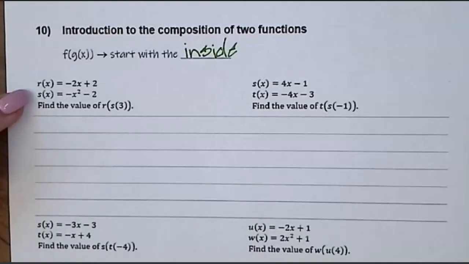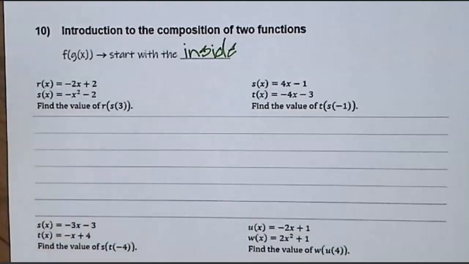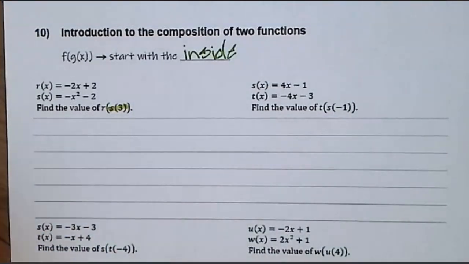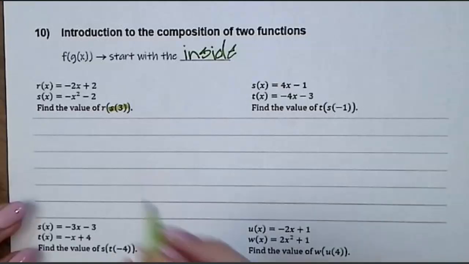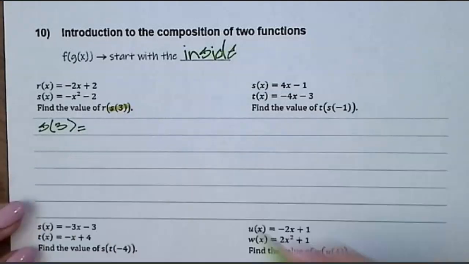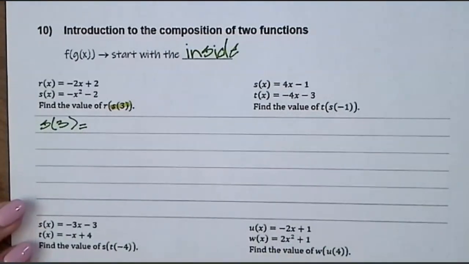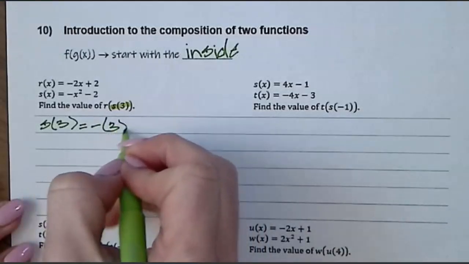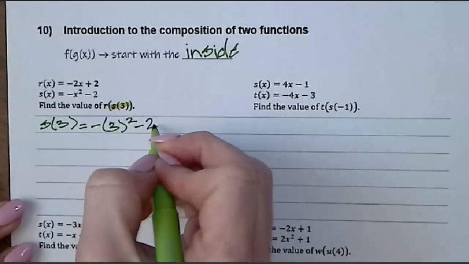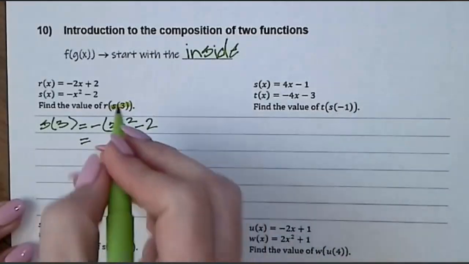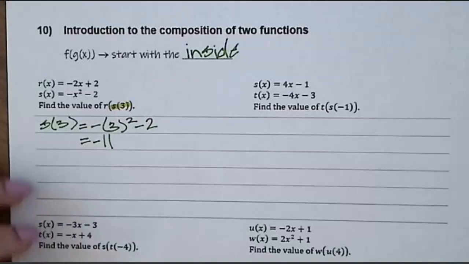So for this first one, we have two functions, and it's asking for the value of r of s of 3. So the first thing I'm going to do is find s of 3. Remember, for s of 3, that means I go to s, and everywhere I see an x, I'm going to replace it with a 3. So I'm going to have negative 3 squared minus 2. 3 squared is 9. Negative 9 minus 2 is negative 11.